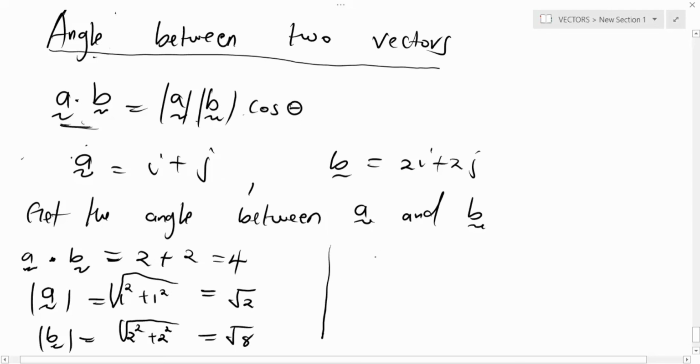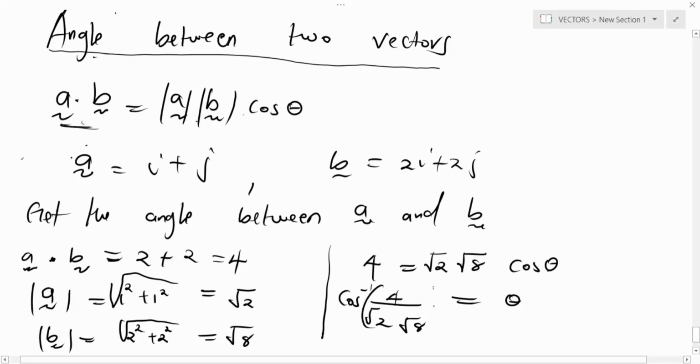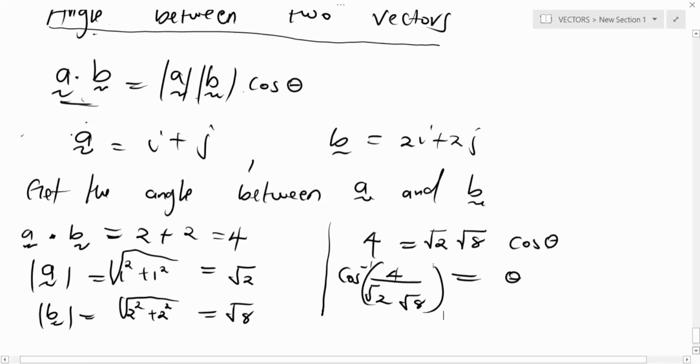So come and replace the values in the formula. Our A dot B is 4, which is equal to the modulus of A, which is root 2, times the modulus of B, which is root 8, times cos theta. So what is theta, which is the angle between these? We will have 4 over (root 2 times root 8) is equal to cos theta. You bring cos to the other side, so cos inverse of this gives us theta. So that's how we get the angle.